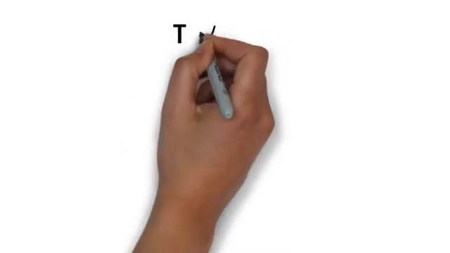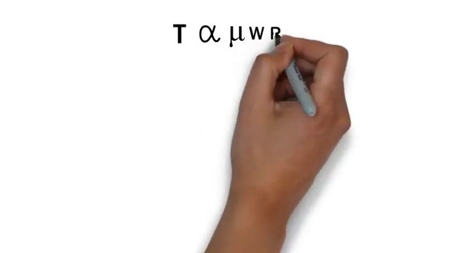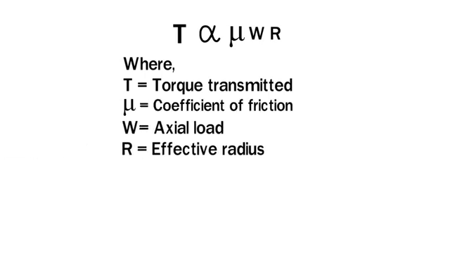The torque transmitted by friction clutch depends upon three factors, that is mu, W and R, where mu is coefficient of friction, T is torque transmitted and R is effective radius of friction surface. But these above three values have some upper limit, beyond which we cannot increase the values.